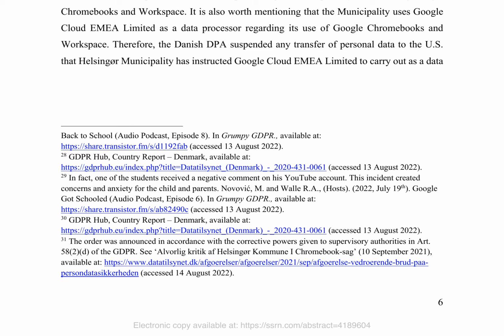The Danish DPA's decision emphasizes the importance of conducting thorough risk assessments and implementing appropriate technical and organizational measures to protect personal data, particularly in educational settings where students' data may be at risk. It also highlights the need for careful consideration of data transferred to third countries, such as the US, and the role of data processors in ensuring data protection.